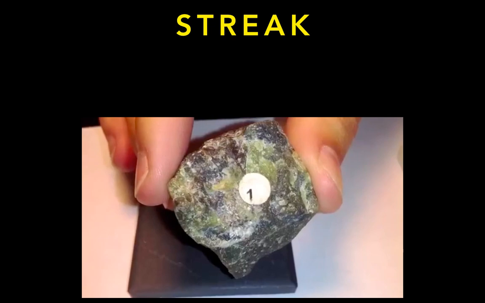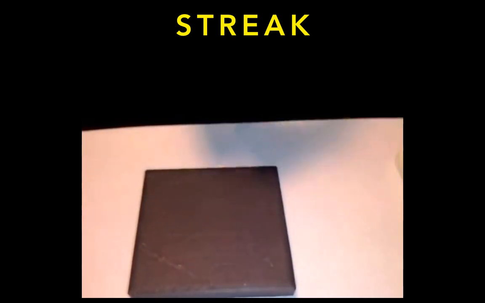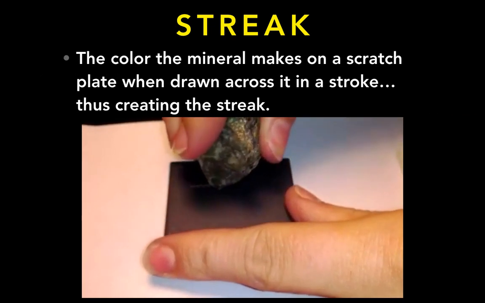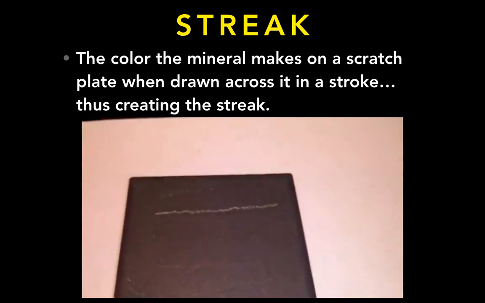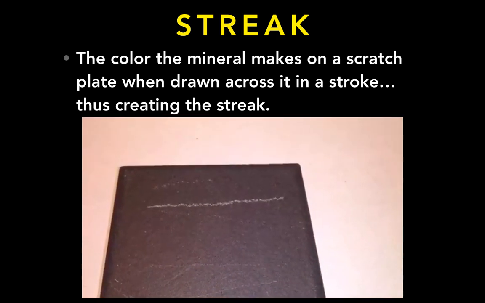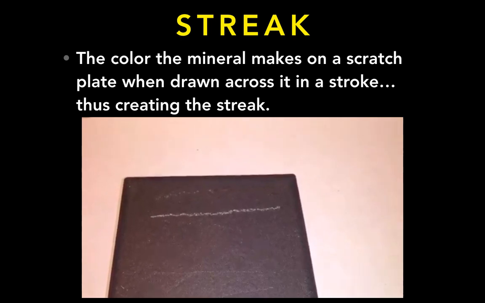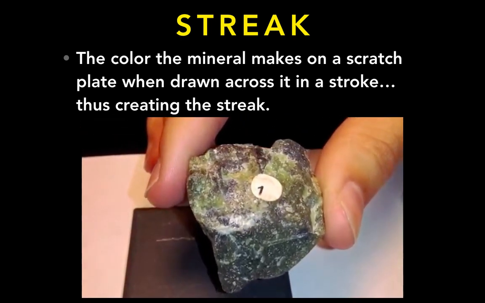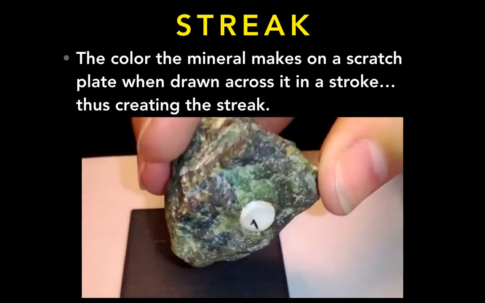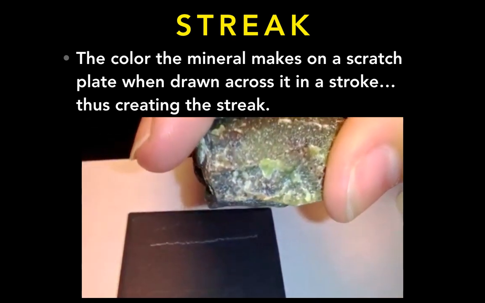Pretty soon we'll be doing a lab, and one of the things we'll be doing is streaking rocks. Streaking a rock, simply put, is basically when you're scratching a rock on a plate. And this is called streak. It's basically the color of a rock when you streak or scratch it on what's called a scratch plate. It creates what's called a streak.